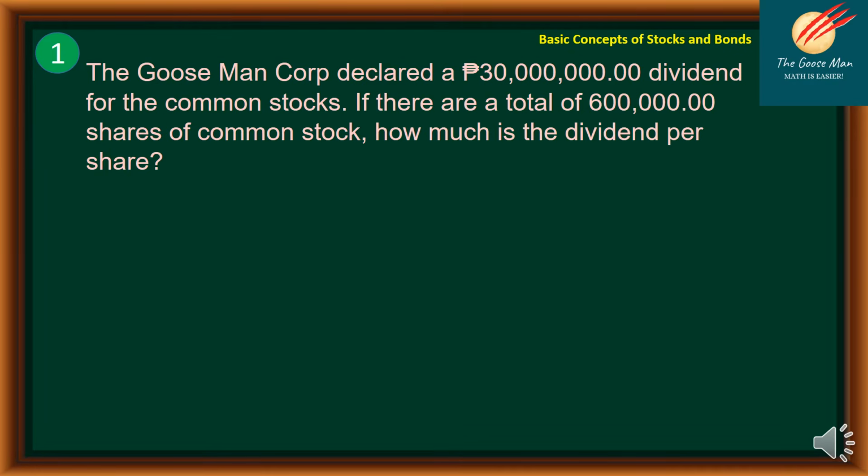Let's try this word problem related to stocks and bonds. So example number one: the Guzman Corporation declared a 30 million dividend for the common stocks. If there's a total of 600,000 shares of common stock, how much is the dividend per share?